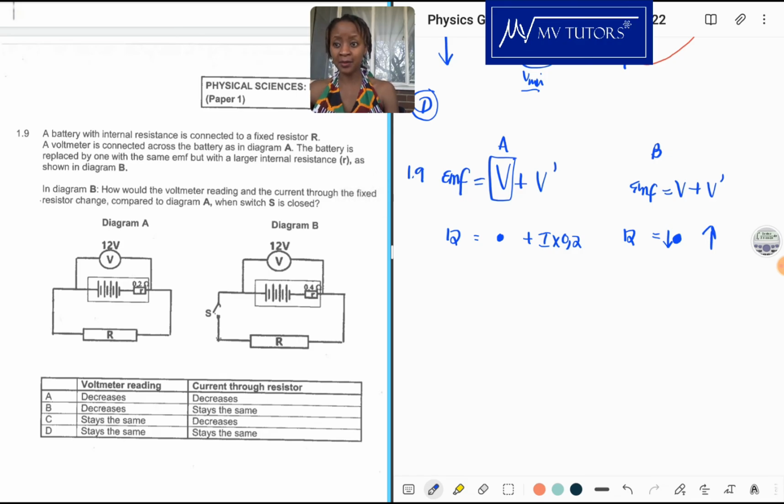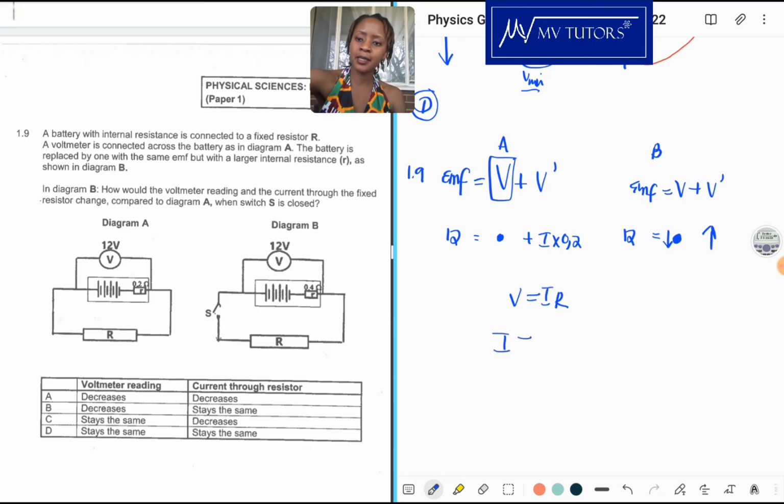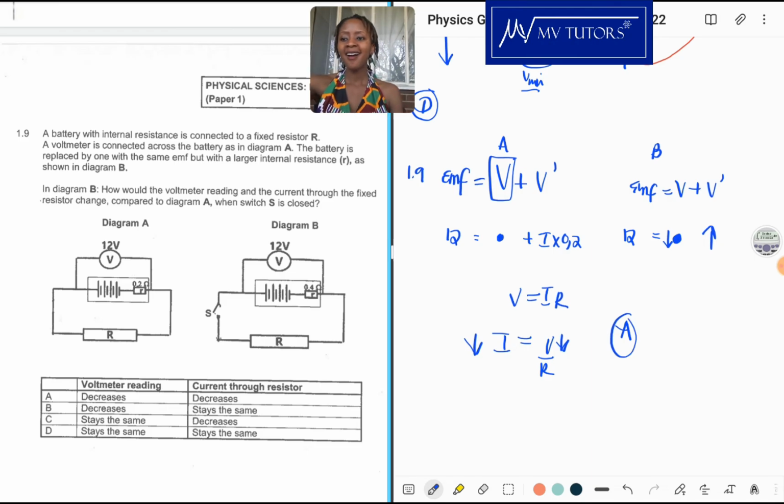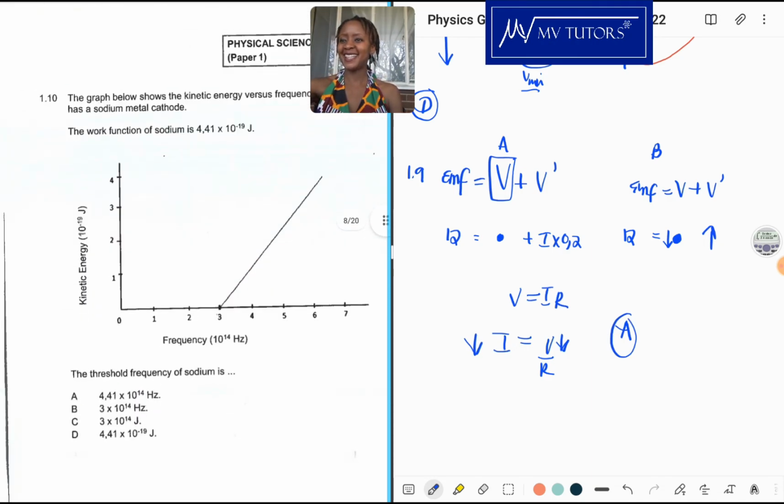So I'm going to look at options A and B. But what happened to the current through the resistor as well? If you look at your equation, V is equal to IR, and I is equal to V over R. If V decreases, because potential difference is directly proportional to current, then your current will also decrease. Your resistance has stayed the same. So in this case, the voltmeter reading decreases and the current through the resistor also decreases. So your answer is A. And then we are at question 1.10.